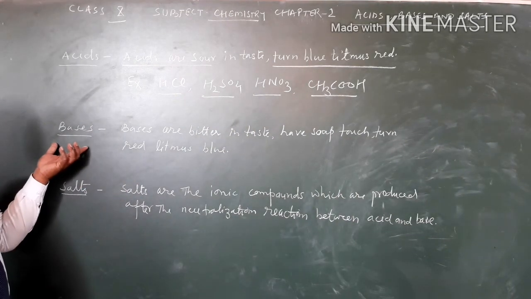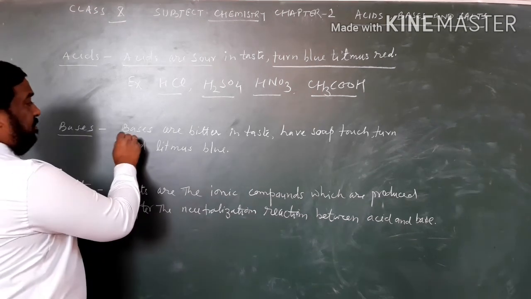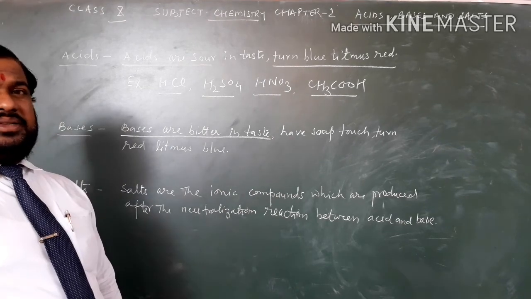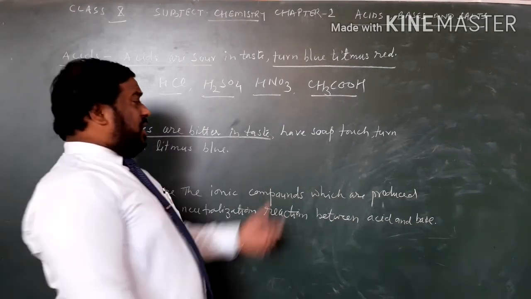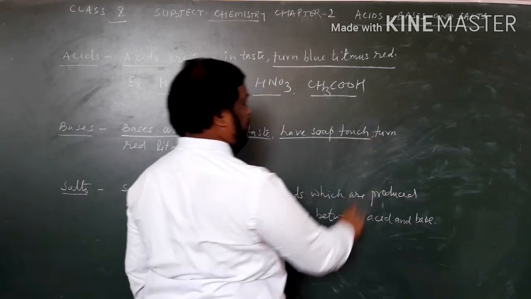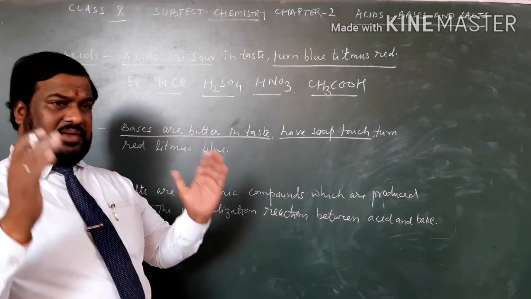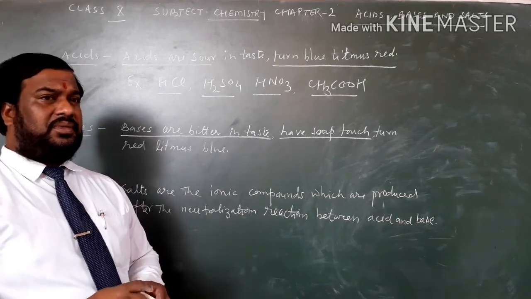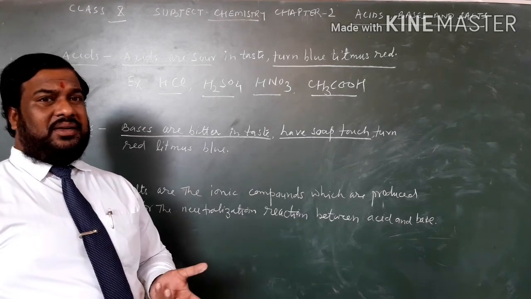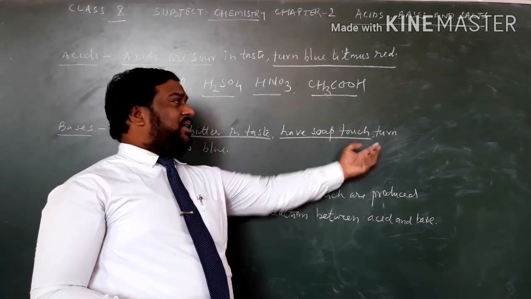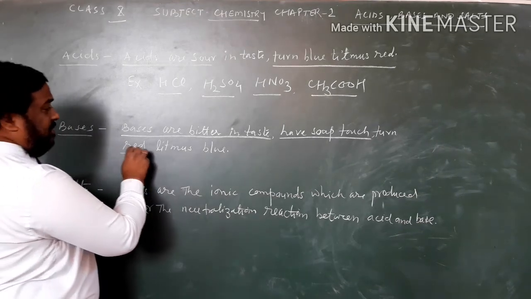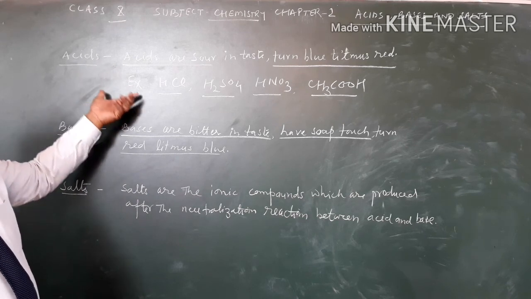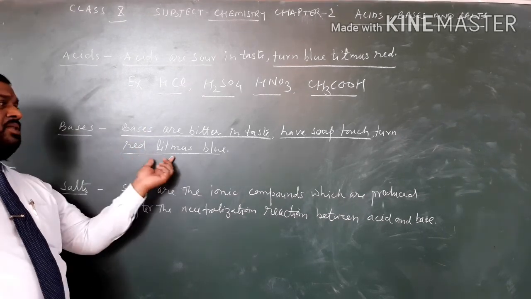Now, about bases. Bases are bitter in taste, meaning having bitterness, and have a soapy touch. Whenever you touch a base, it feels like soap, and slippery, and it turns red litmus to blue. Acid turns blue litmus to red, whereas base turns red litmus to blue.